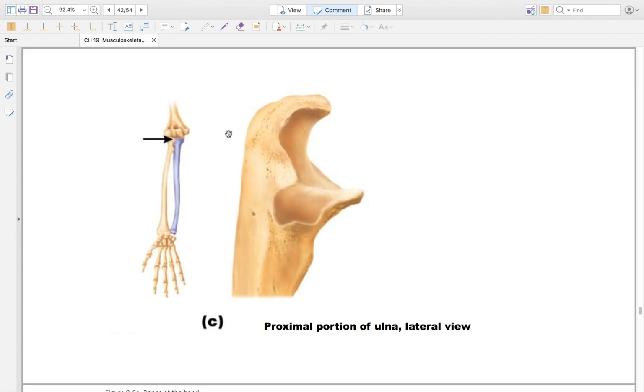Okay, this is the ulna, and we're really zoomed in here. I just want you to be able to recognize that bone. Even after you go on to anatomy, this is a really quick way, because in anatomy, not only do you have to know the bones, but you have to know markings on the bones. However, this is a great way to always remember the ulna.